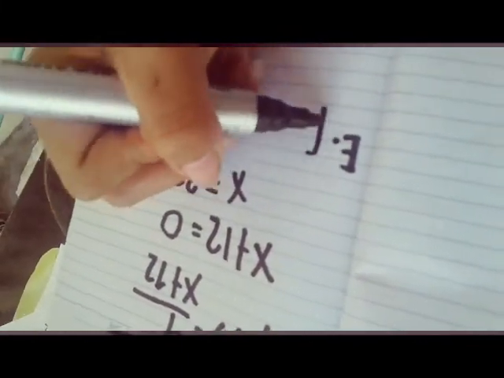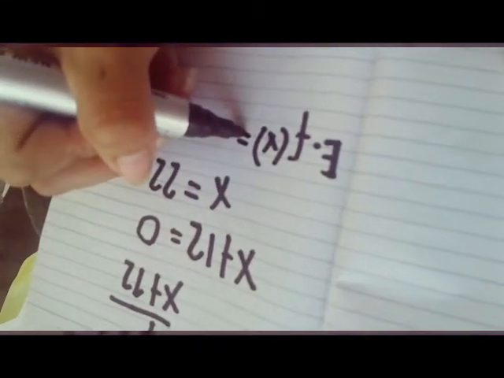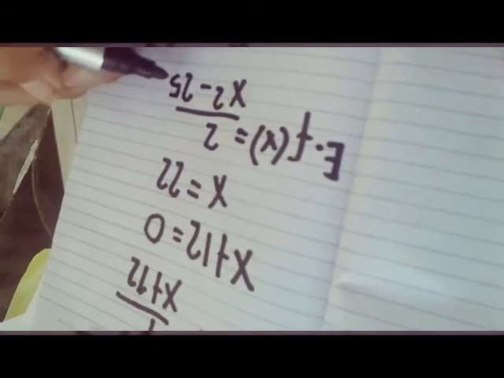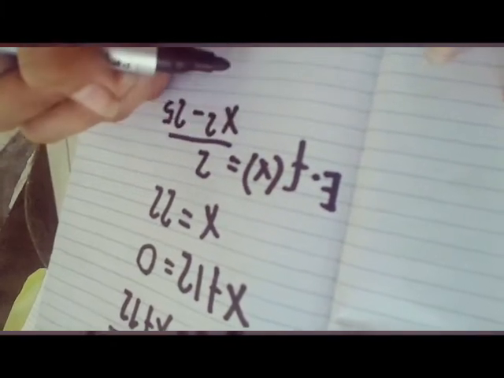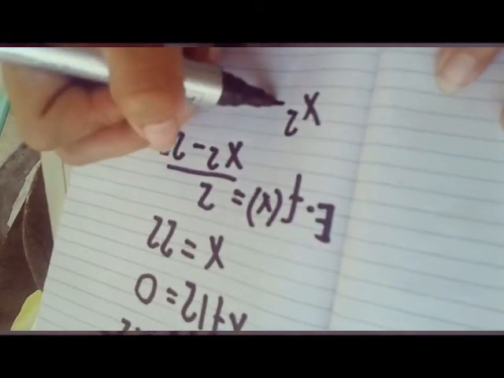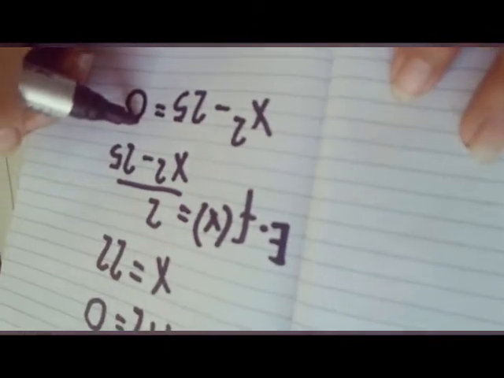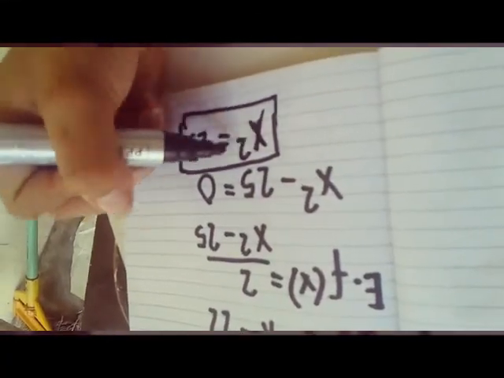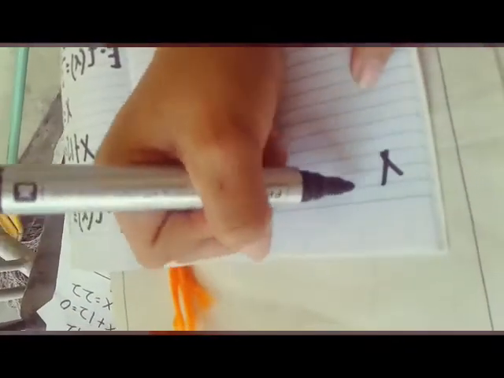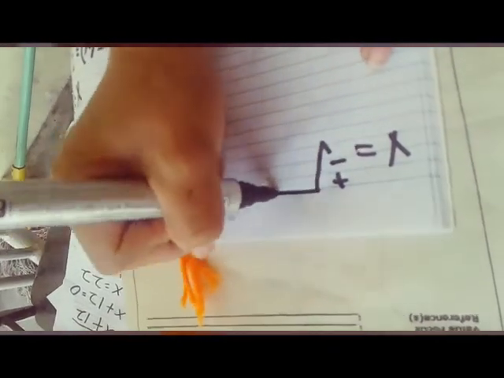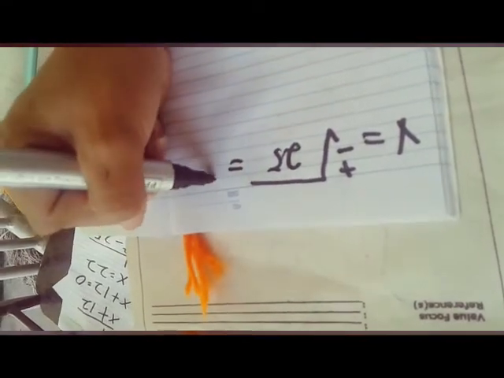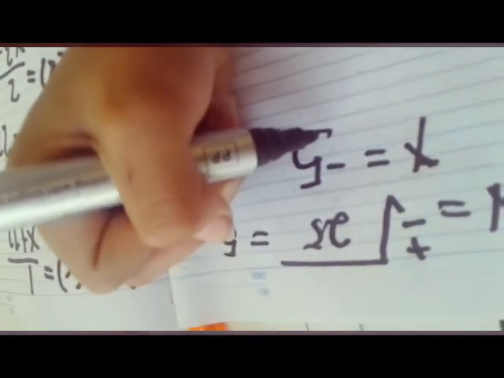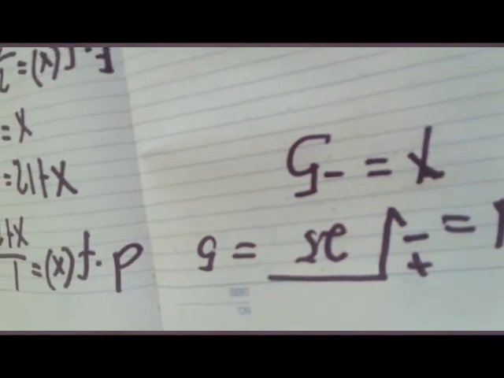The last example, letter E. f of x is equal to 1 over x squared minus 25. We should get 0 in the denominator again. x squared minus 25 is equal to 0. x squared equals 25, because we get x equals positive and negative, and then we take the square root of 25, which is 5. So our x is equal to 5 and negative 5. That is the final vertical asymptote of a rational function.